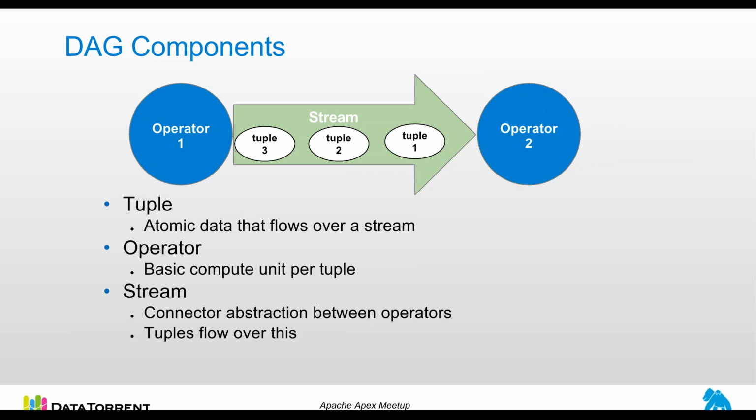So the last item that is there as a part of DAG components is a stream. A stream is essentially a connector abstraction between two operators. Now, an abstraction is basically a network abstraction. It might be within the process, it might be within the thread. So there are various different ways a stream is connecting two different operators. But essentially it's an abstraction that connects two operators. And as it is a connection between the two operators, the tuples flow from one operator to another operator via this particular stream. Okay.